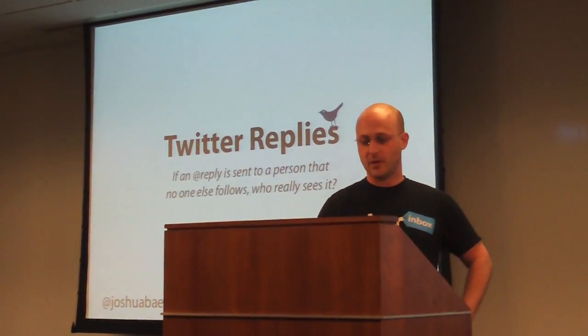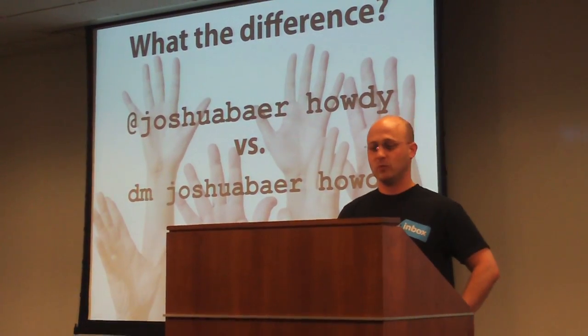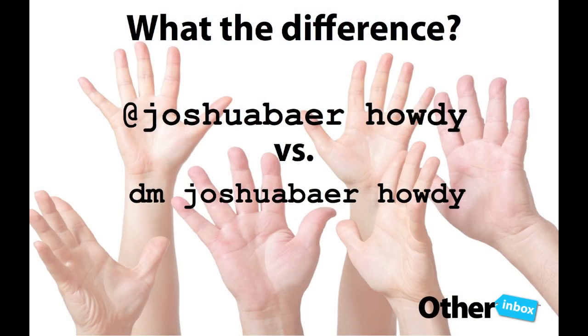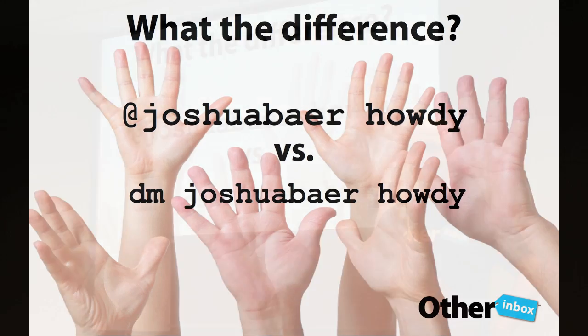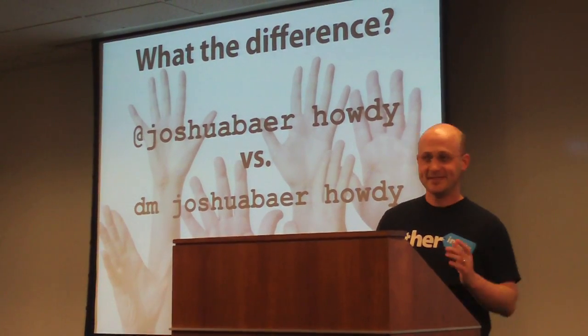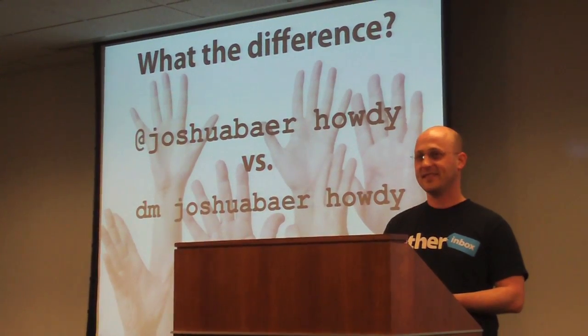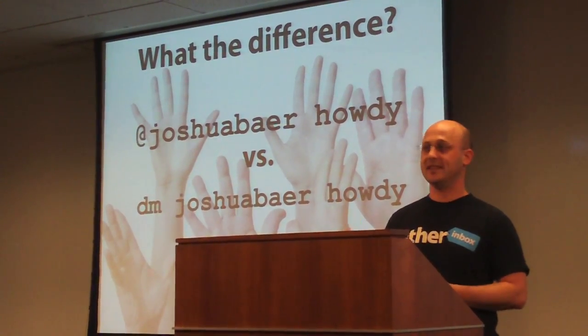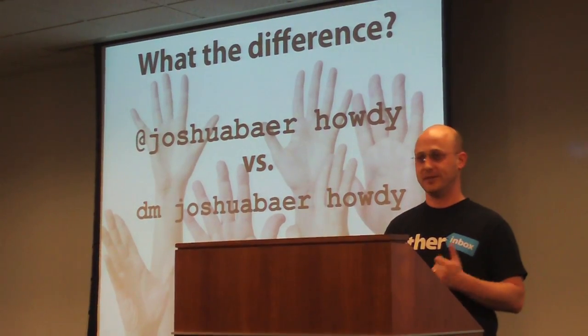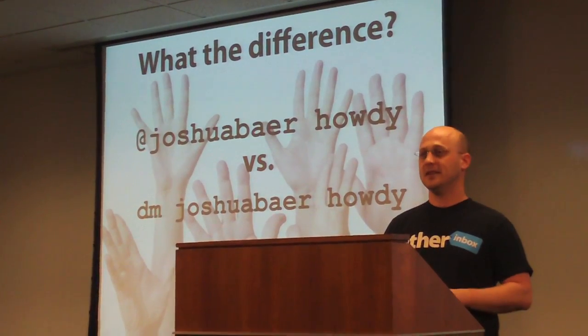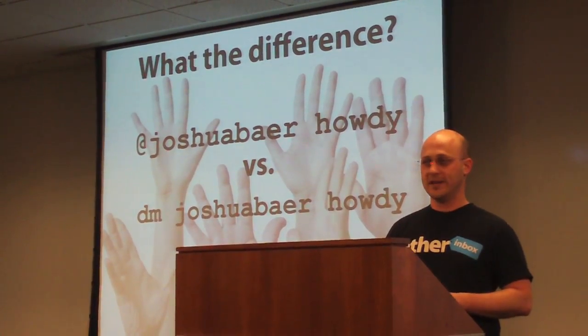Okay. So can anyone tell me, when you see an @reply versus a DM, what's the difference? Anybody? It's not a trick question. One is public versus private, depending on where the @ is. So one's public and one's private. If you @reply, it's going to show up in search results and be public, and if you DM, it's going directly to them. And then anything else?